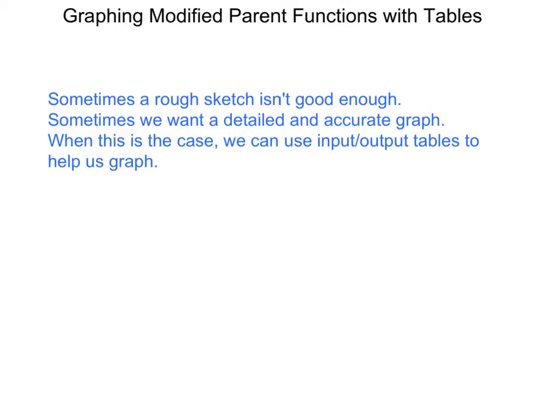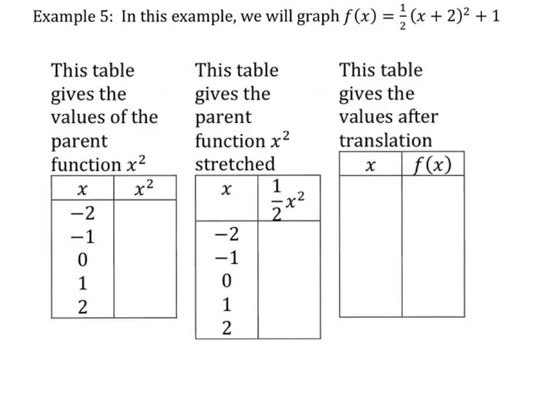So this video is going to be about a very specific method for how we can generate a good input-output table for a complicated parent function. So there's a lot here, right? But in the end, in this problem, I want us to graph this function, and I want us to have it graphed well, right? What we're going to do is do this in 3 separate tables. I'm going to start with the basic parent function.